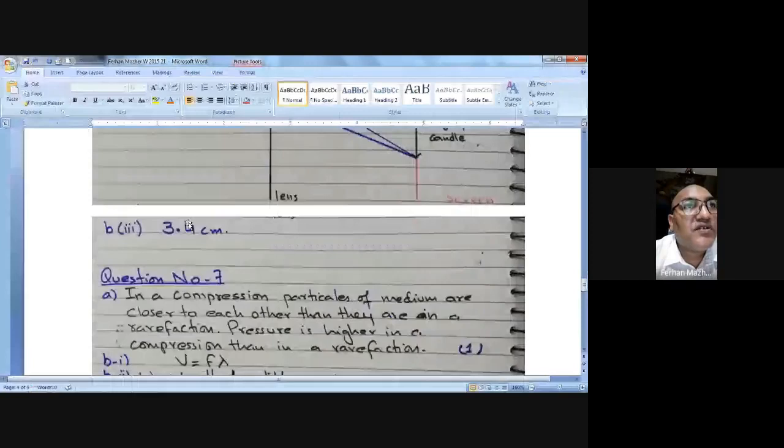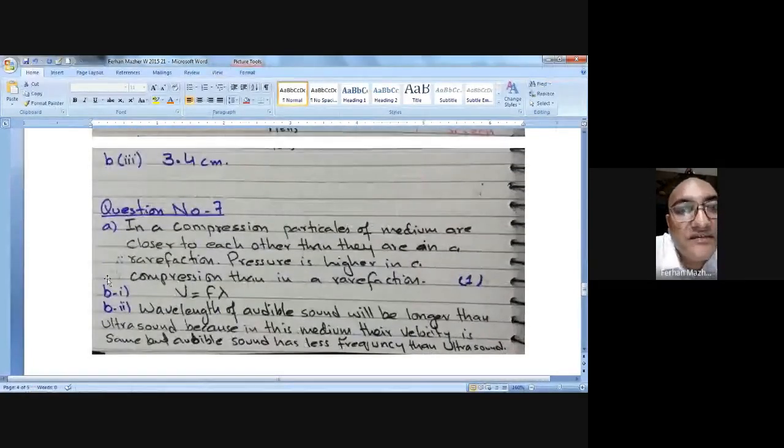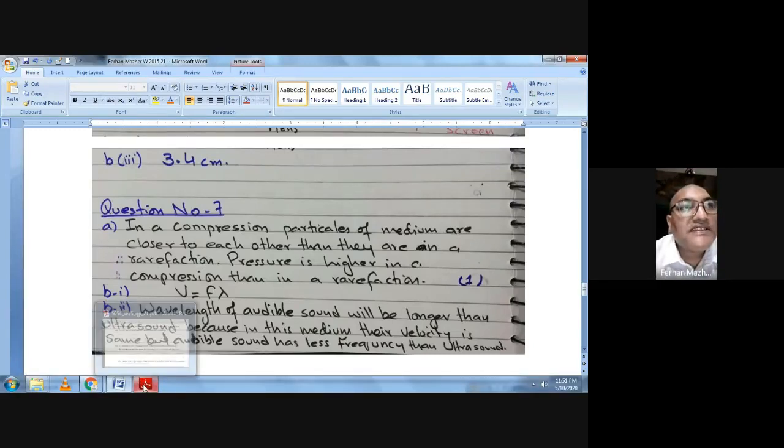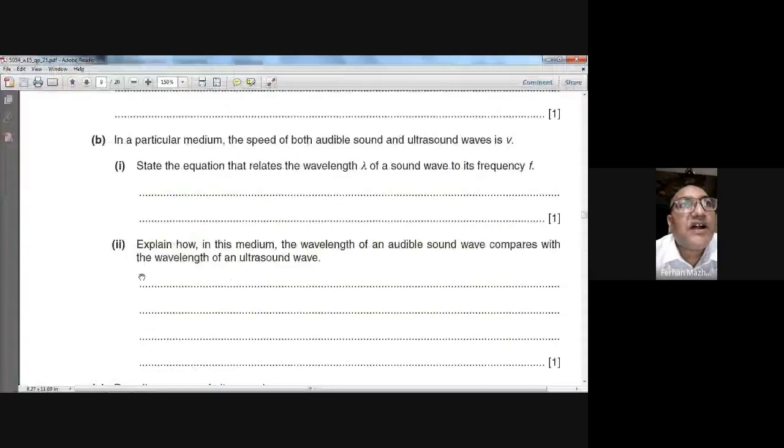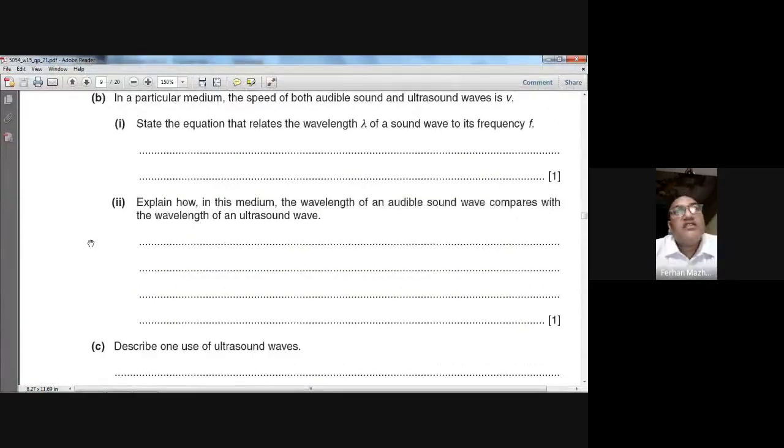On your screen, can you see question number 7, A part? In a compression, particles of medium are closer to each other than they are in a rarefaction. Pressure is higher in a compression than in a rarefaction. I hope you know this comparison by now, and you will remember this. Question number 7, B part is on your screen. In a particular medium, the speed of both the audible sound and ultrasound wave is v. State the equation that relates the wavelength lambda of a sound wave to its frequency f.